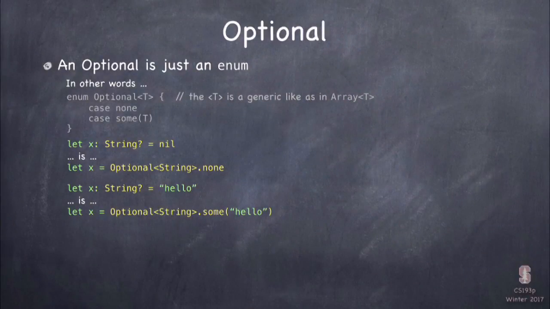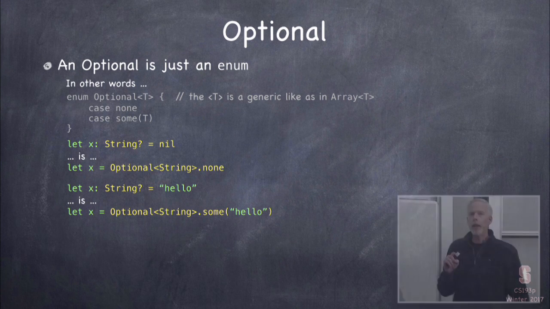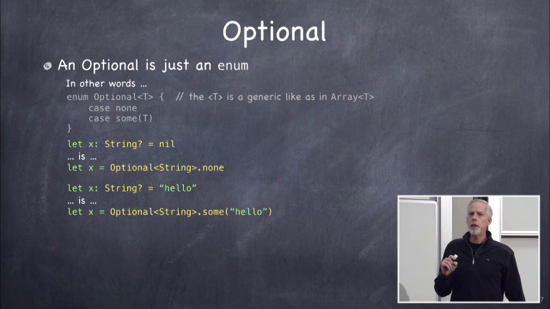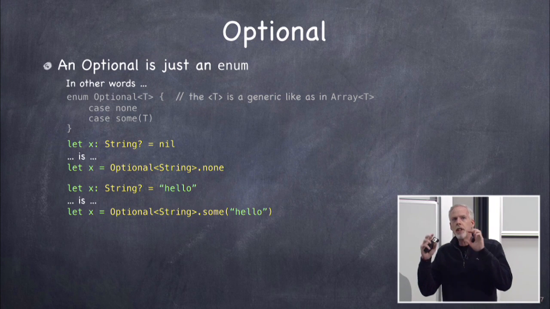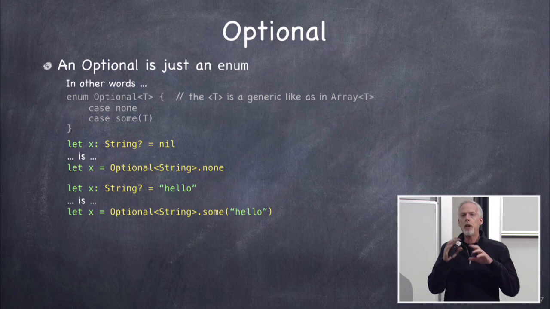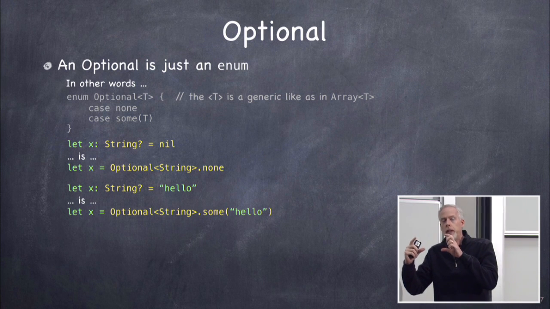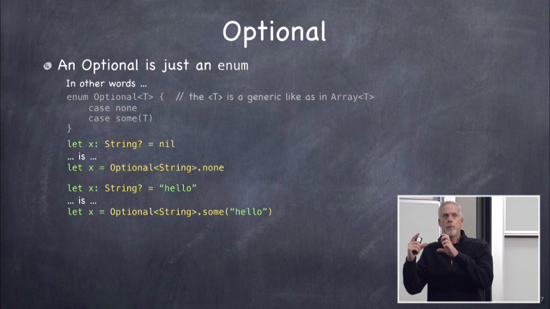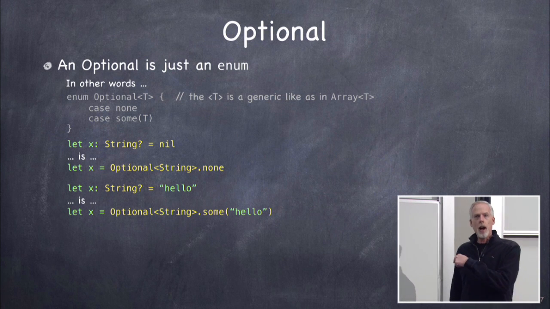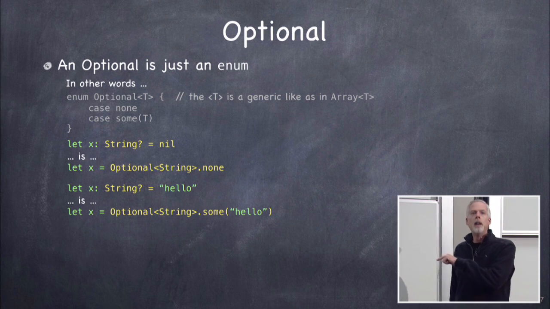Here's the first one. If I say let x be an optional string that equals nil, that's exactly the same as saying let x equal Optional.none, okay, and angle bracket String as the kind of optional I want. Just like if I said array, I'd say angle bracket String. That would mean I want an array of strings. Well, here I want Optional angle bracket String. That means I want an optional string. And I'm picking the none case.